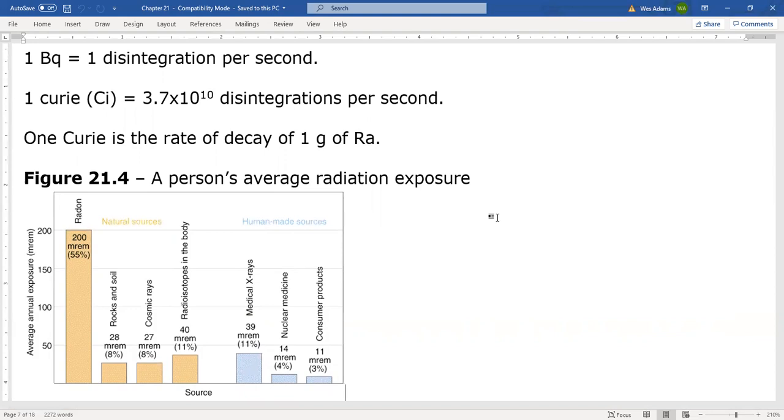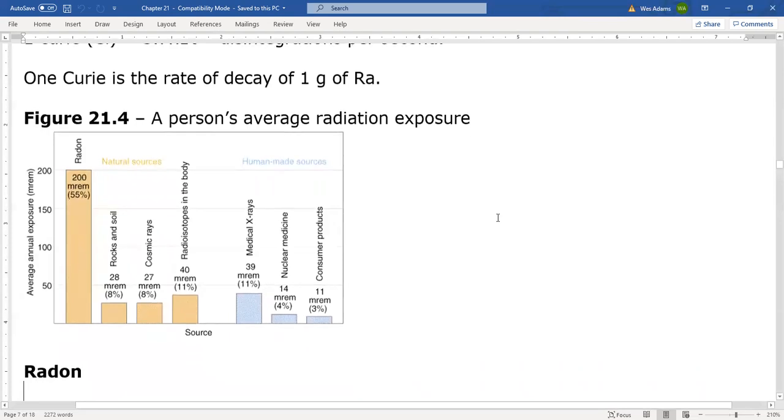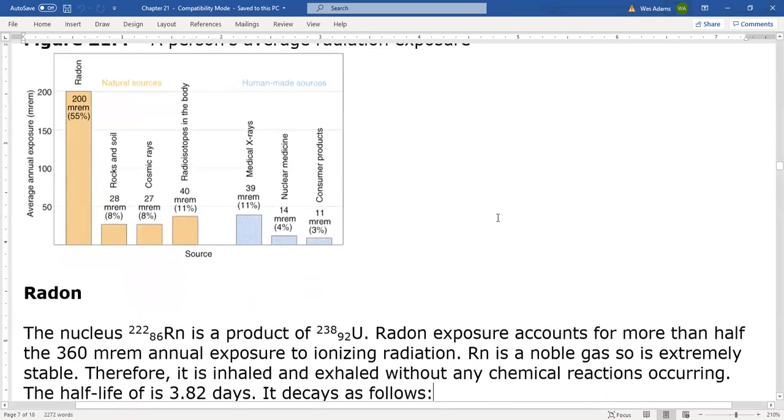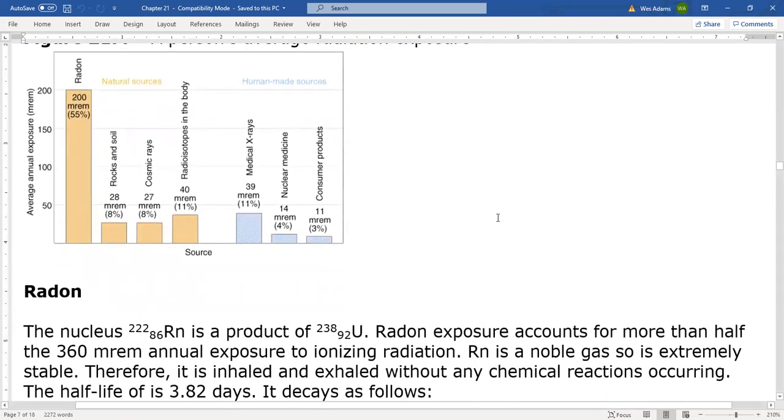There's certainly man-made sources like medical x-rays, nuclear medicine, consumer products, but they make up a relatively small amount for most people. But those are ones you can kind of control a little bit more. Radon is, again, most of our exposure.